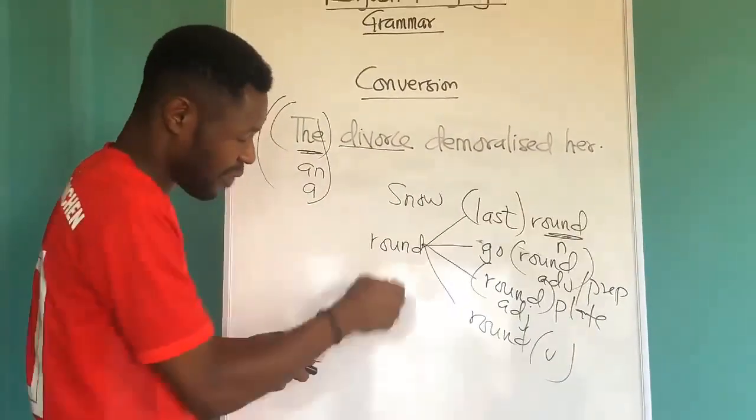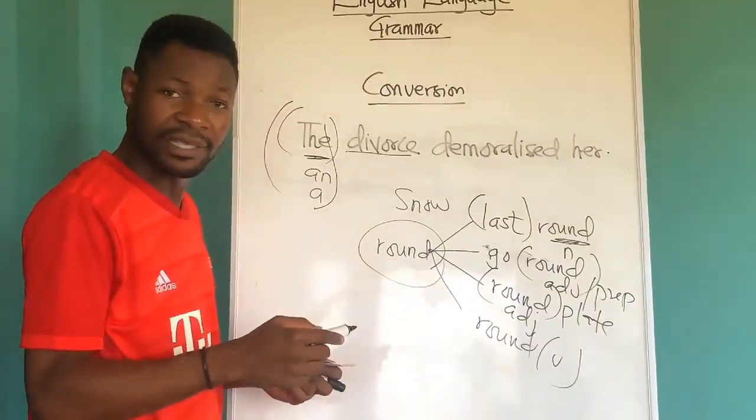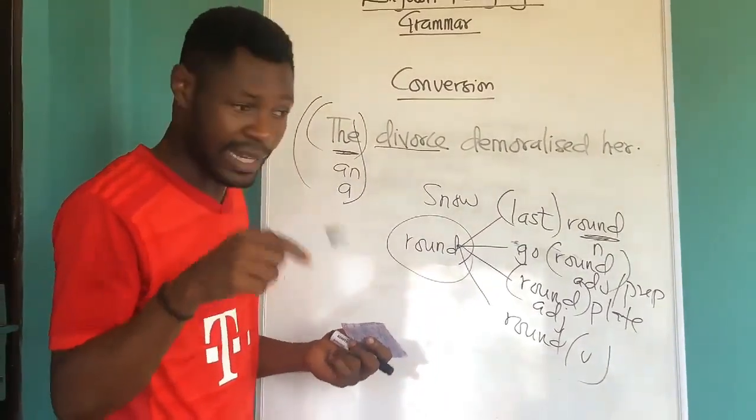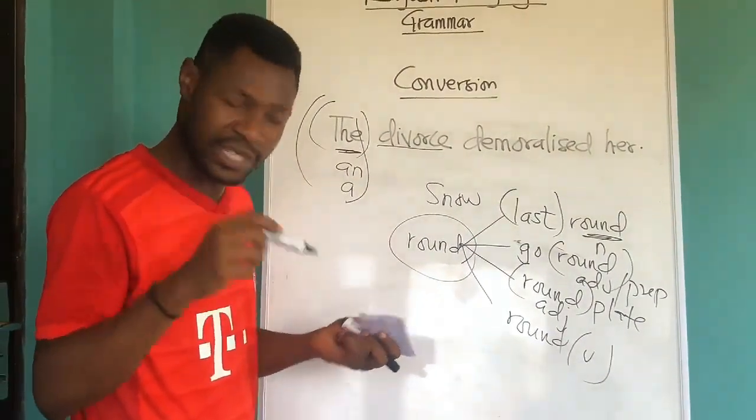So you see the 4 functions of just round. The point is that words in isolation cannot be said to be a noun or a verb until they are used in context.